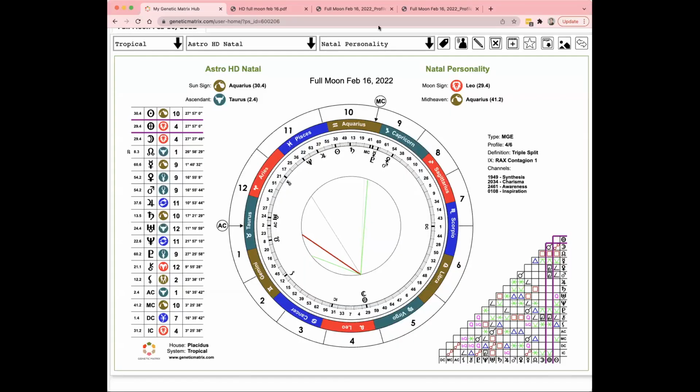Hi everyone, it is time to look at the full moon in Leo in gate 29. We're going to use astrology, gene keys, and human design to look at the chart for this full moon. Let's start by looking at the astrological chart.